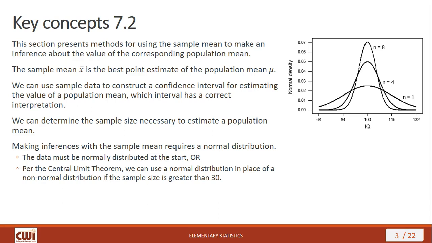Now, making inferences with the sample mean requires a normal distribution. This means that we either have to have the data normally distributed from the get-go, or we have to use the central limit theorem to say, well, the sample size is greater than 30, so we can use a normal distribution as an approximation for the non-normal distribution. So one of these two requirements has to be met. We got to have normal distribution in our data.